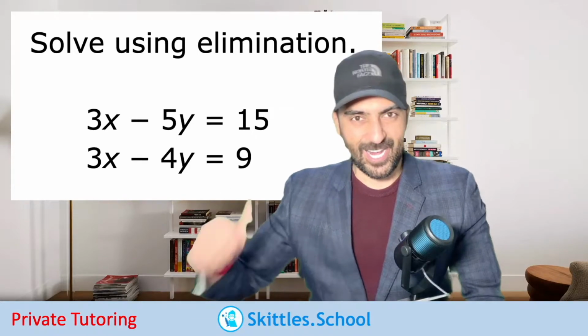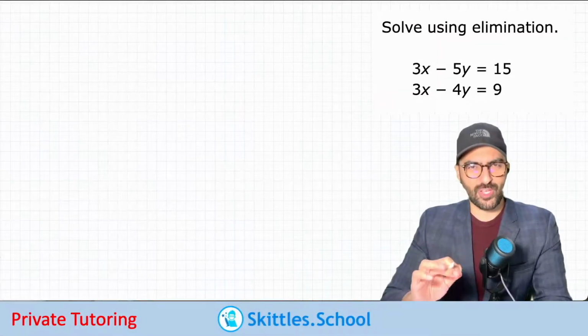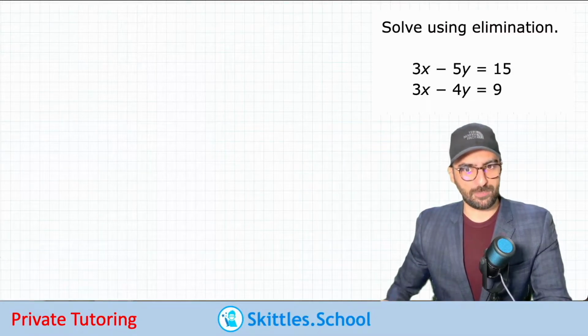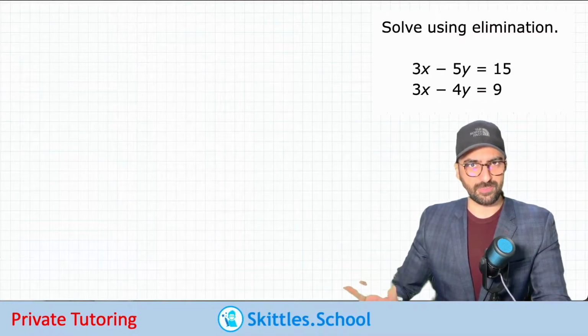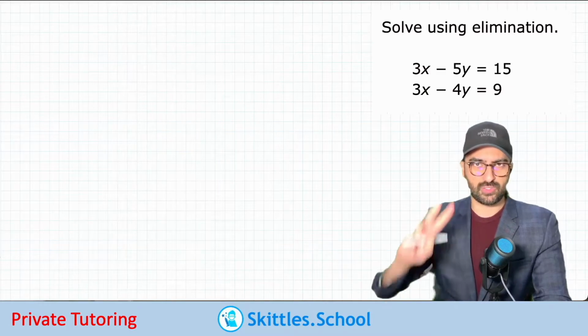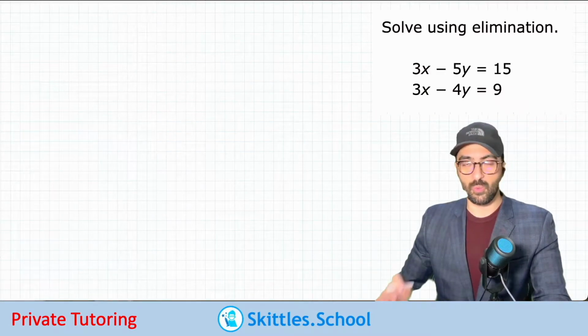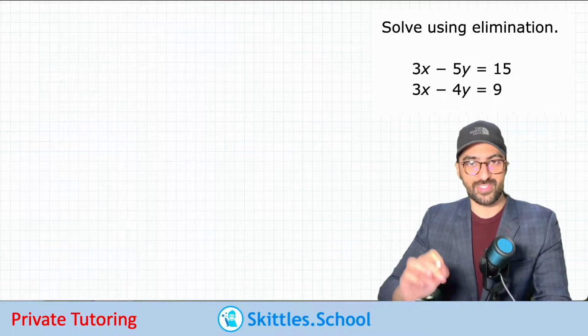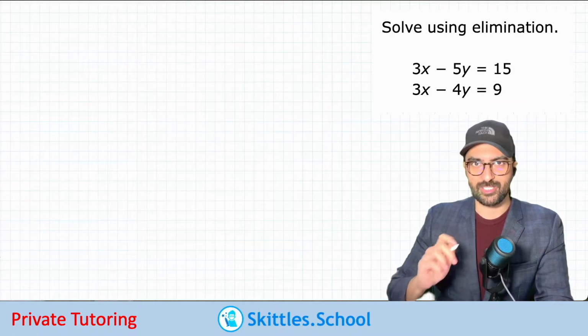Okay, let's do the question. So here's our question above my head on the virtual whiteboard. It says solve using elimination method. We've got two equations with two unknowns. We know it's simultaneous equations, and we have to use the elimination method.